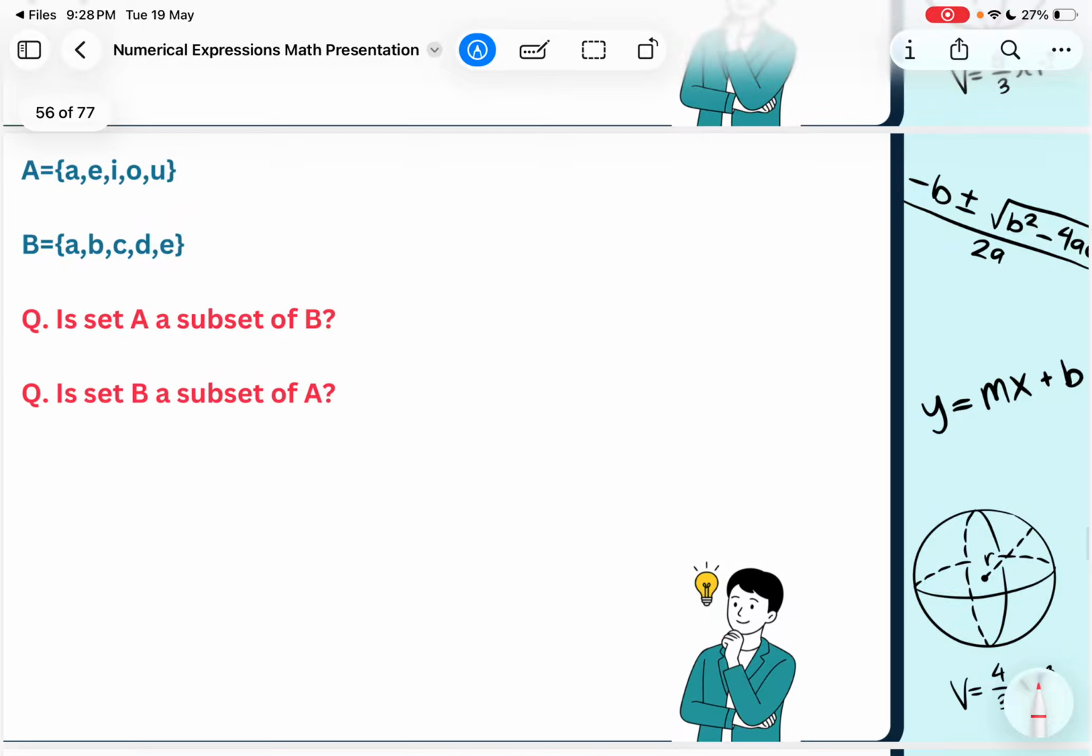Let's move on to the next slide. A equals {A, E, I, O, U} and B equals {A, B, C, D, E}. Now it's asking, is set A a subset of B? Is every element of this set also an element of this set or not? We have to check. We have A, we have E here, I, we don't have I, O, we don't have O, U, we don't have U. So this is not a subset, it will be false.